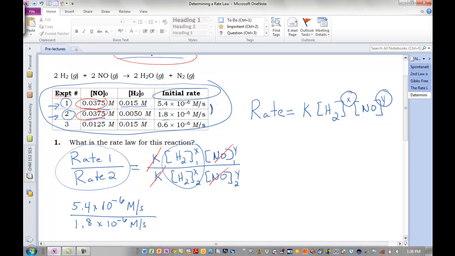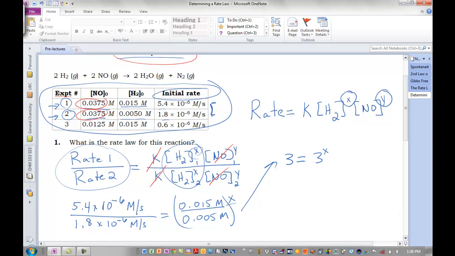Okay, so I'm taking rate 1 divided by rate 2. Concentration from experiment 1 divided by concentration from experiment 2 for hydrogen, and those will be raised to some power. And mathematically, since each hydrogen concentration is raised to the same power, we can pull that outside the expression. All right, that's not so bad, huh? All right, now 5.4 divided by 1.8, that gives us a factor of 3. 0.015 divided by 0.005, also 3, raised to some power.